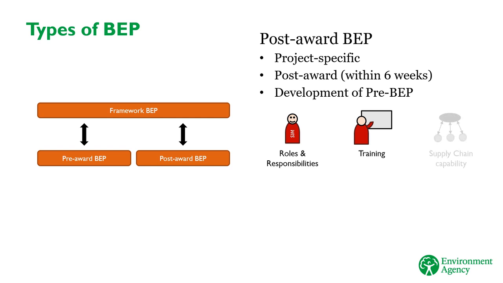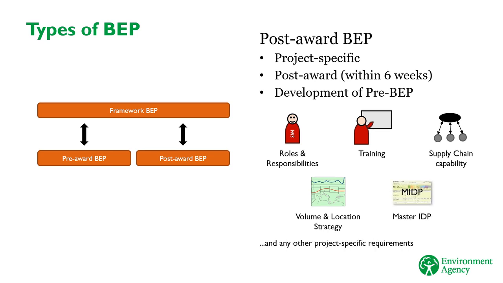If the supplier intends to appoint sub-suppliers, the post-BEP needs to include an assessment of their capability to deliver BIM, as well as details of any required training. And the post-BEP needs to contain the volume and location strategy for the project, along with the master information delivery plan. As with the pre-BEP, if the supplier has proposed anything which changes their framework BEP in order to deliver their work for the project, then the post-BEP needs to contain some more information about what those changes are.